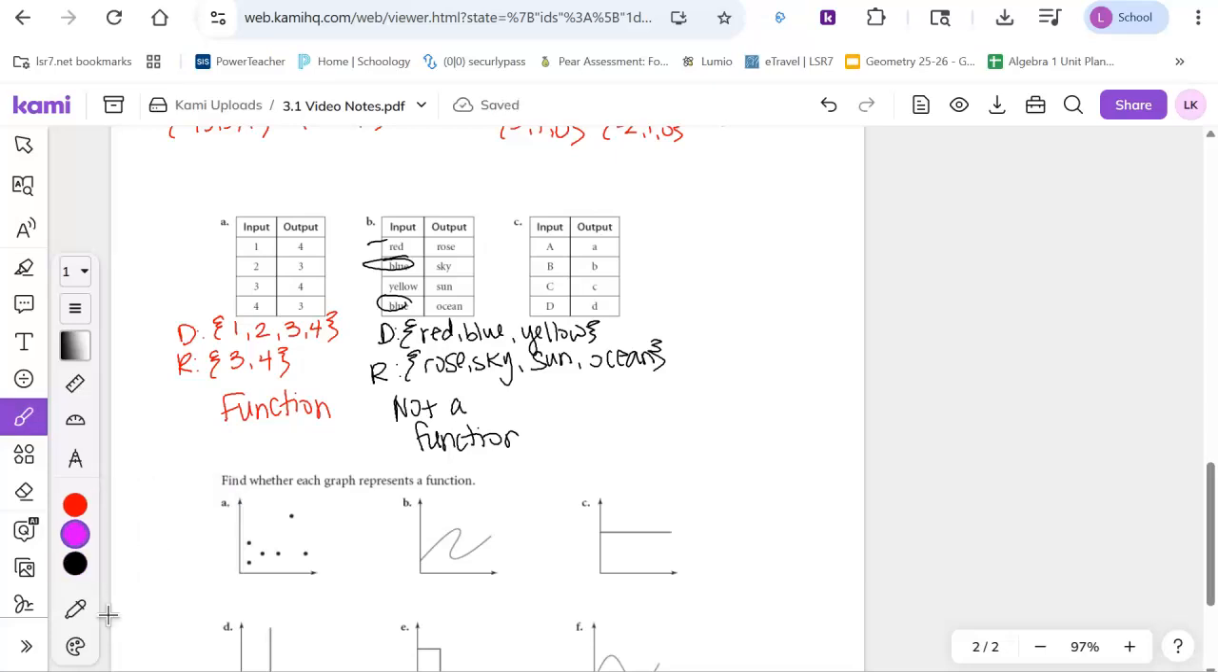Looking at C, my domain is A, B, C, D. My range is lowercase a, lowercase b, lowercase c, lowercase d. There's no repeating in my input, so it is a function.